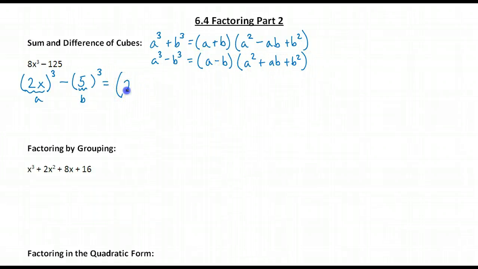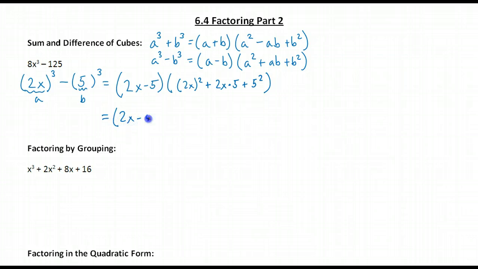So I'm going to have 2x minus 5 times 2x squared plus 2x times 5 plus 5 squared. Now I just need to simplify. 2x minus 5. 2x squared is 4x squared plus 10x plus 25.